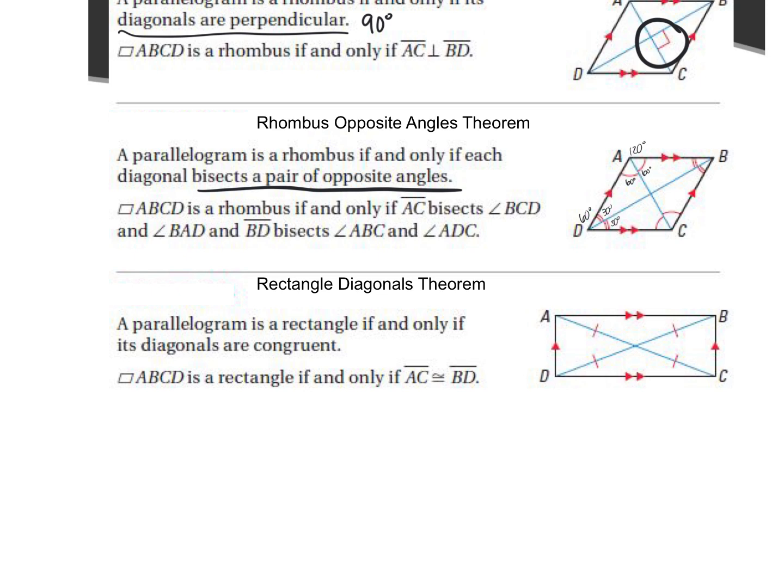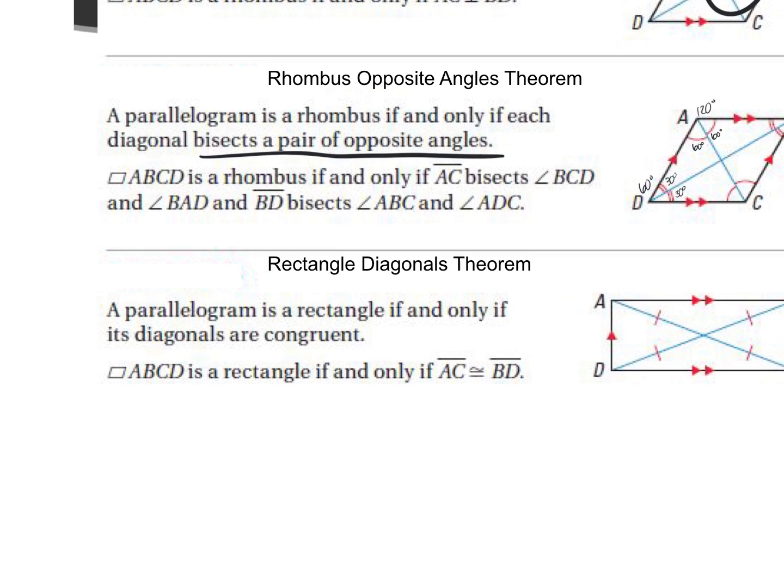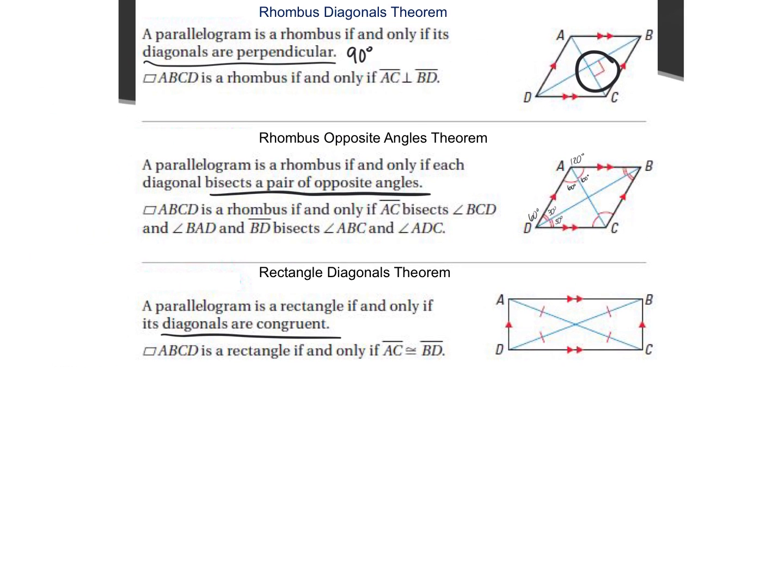Last but not least, the rectangle diagonals theorem. The rectangle diagonals theorem says a parallelogram is a rectangle if and only if its diagonals are congruent. That does not just mean, before in parallelograms, we knew that the diagonals bisected each other, correct? But now we know that diagonals in a rectangle are the exact same length. So all four of those pieces of the diagonals, once they intersect each other, are going to be the same length, okay?